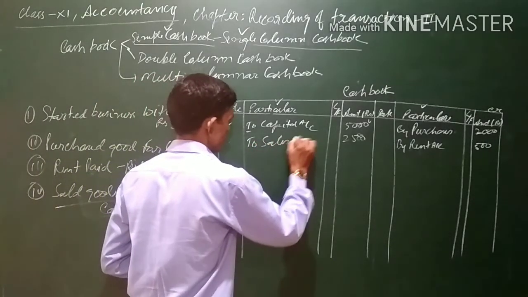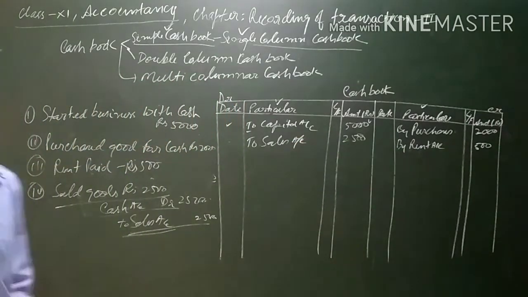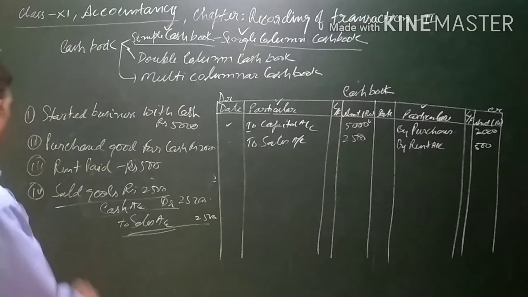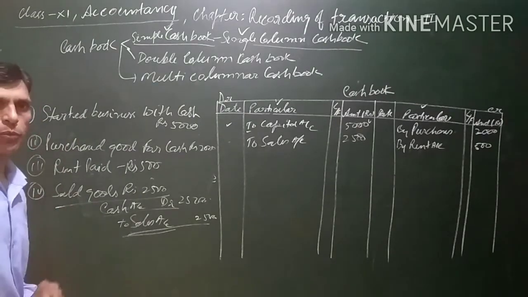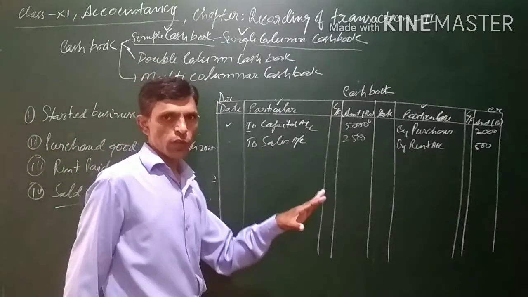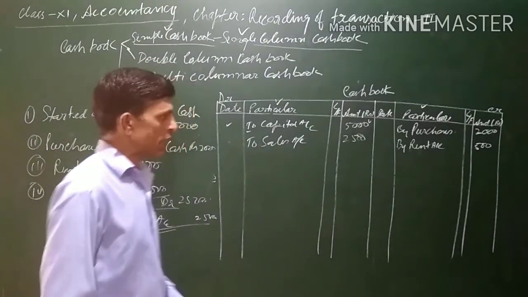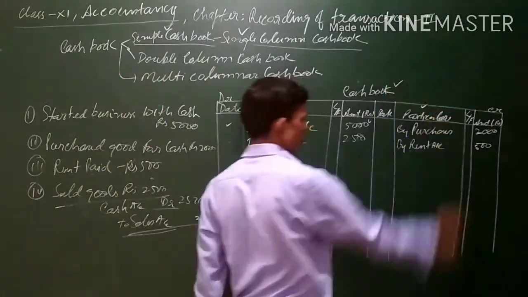To sales account, 2,500. Now, one more thing: let us assume these four transactions took place during a particular accounting period, or during a particular month. At the end of a particular point of time, generally these accounts are balanced. So, balance of... when cash book is prepared, cash account is not prepared.